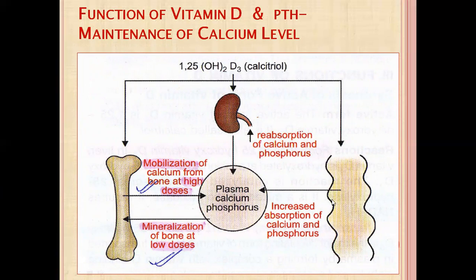How does it maintain it? This is the GIT, the intestine: increased absorption of calcium and phosphorus. This active form of vitamin D, calcitriol, increases absorption of calcium from the intestine into the blood. Okay, it will mineralize the bone at low doses. Low doses में वो calcium को bone में डालेगा, तो bone का mineralization होगा. At very high doses, it will mobilize calcium from bone to the blood, so it will come back to the blood. This is the rare action. This is the main action of vitamin D.